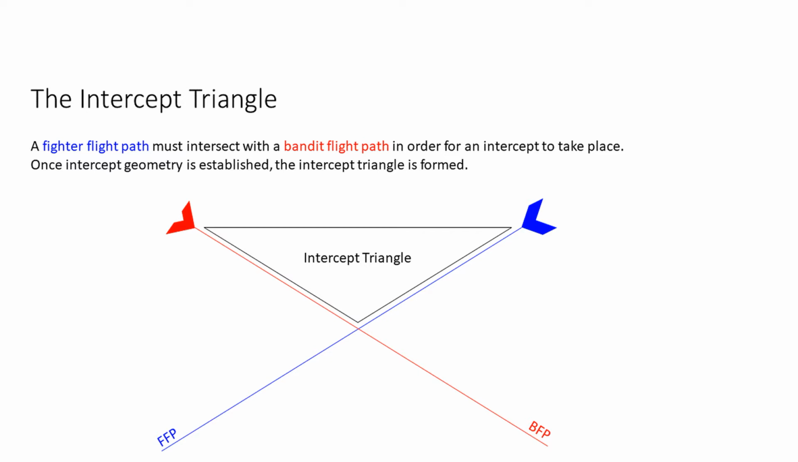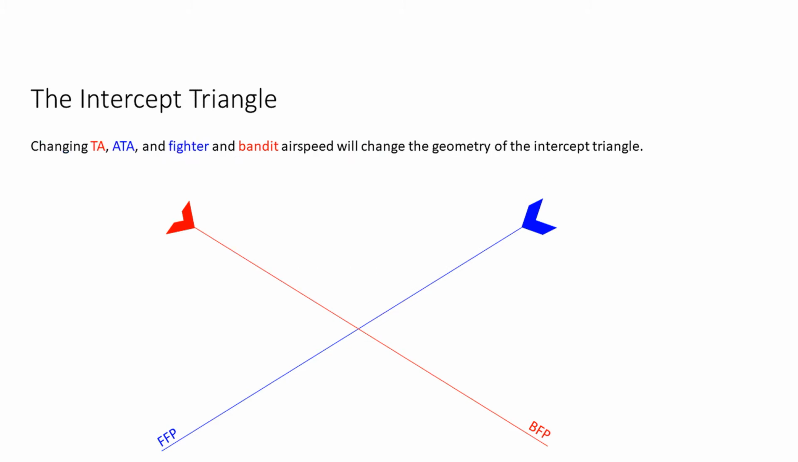A fighter flight path must intersect with a bandit flight path in order for an interception to take place. Once intercept geometry is established, the intercept triangle is formed. And here we can see the intercept triangle. Things are about to get exciting if you're really into intercept geometry. If not, it's probably gonna be pretty lame, let's be honest.